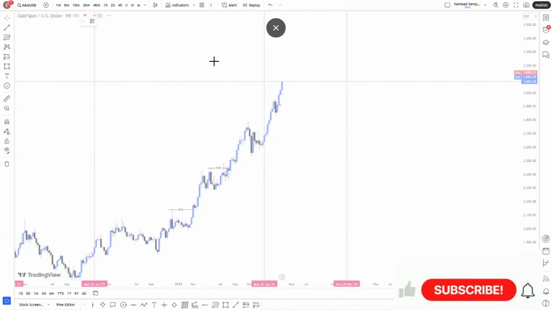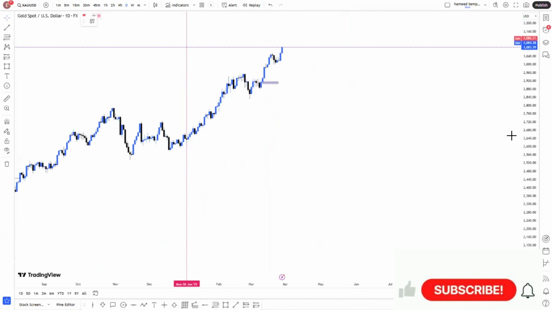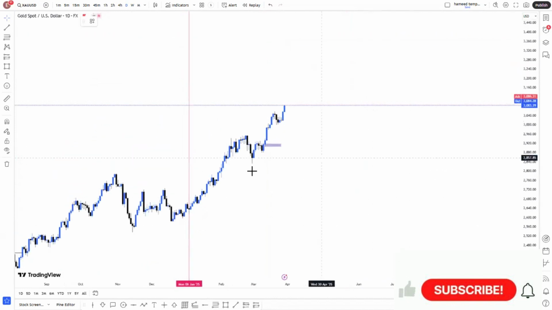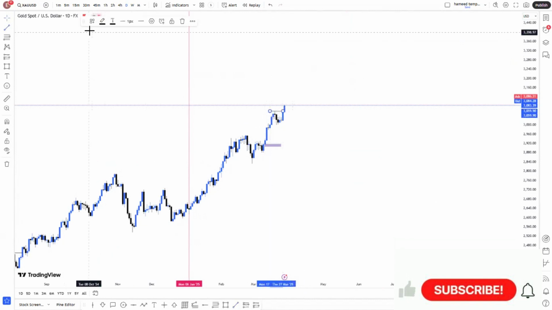Now, on the daily time frame, we're still having our bullish move. I believe I have this small break of structure here. I have this small break of structure on the daily time frame. That's the last break of structure.